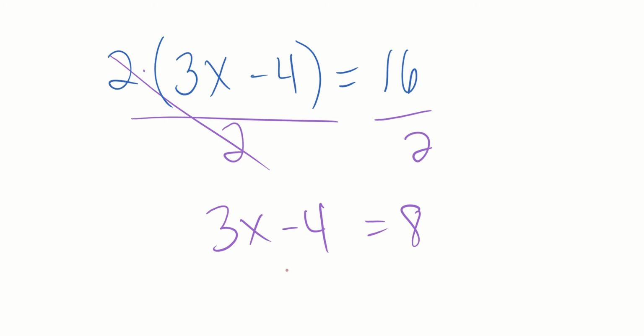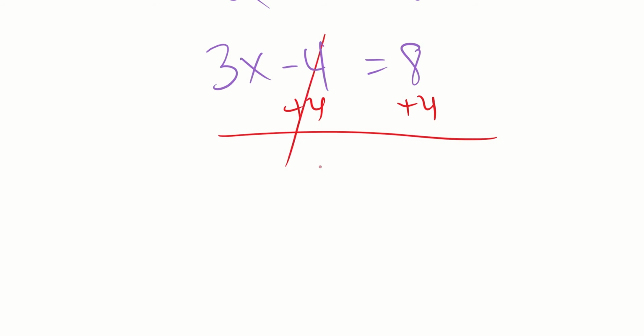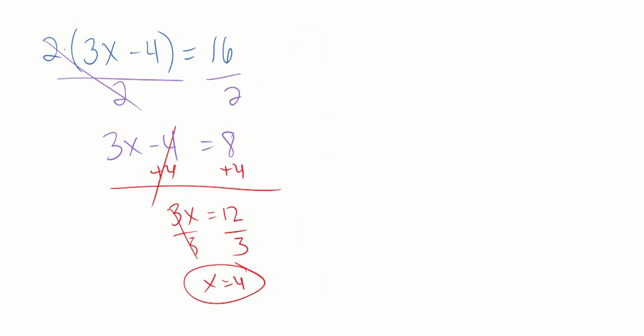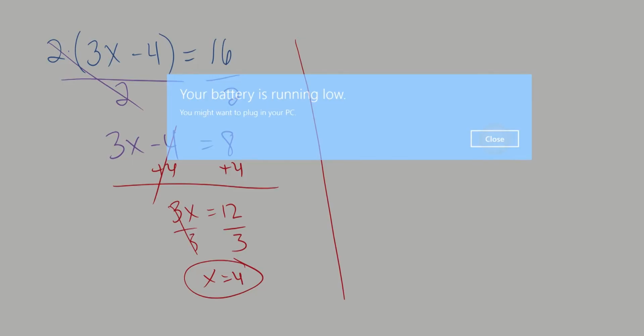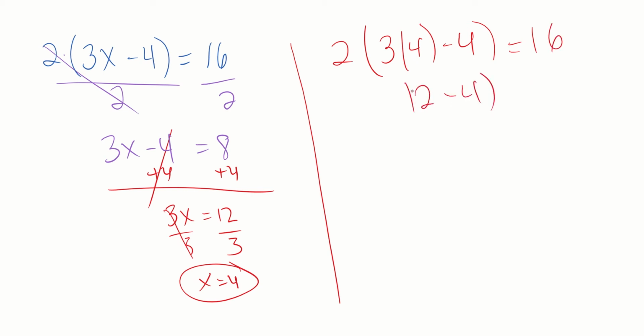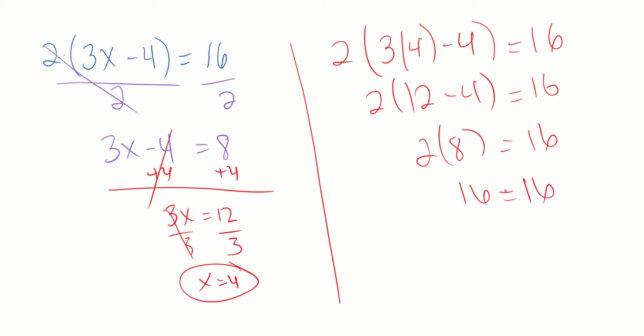Now it's a 2-step, and I can solve. So I'm going to add 4 to both sides. I get 3x equals 12, divide by 3, and x equals 4. You would plug it in to check if you're correct. So 2 times 3 times 4 minus 4, check if that equals 16. So 12 minus 4, that's 8. Remember to do what's inside the parentheses first. So 16 is going to equal 16.